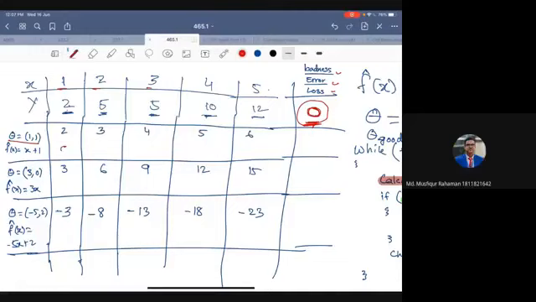0, 0, this one 2, this one 1, this one 5, 5, this one 6. What is the total error? 14. What is the average error, the mean error? 14 over 5, so 2.8.